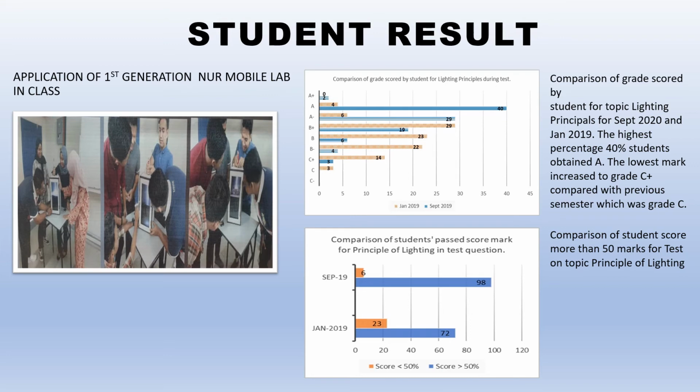The students' results are a comparison of grade scores by students for the topic of lighting principles for September 2020 and January 2019. The highest percentage, 40% of students, obtained A. The lowest mark increased to grade C+, compared with the previous semester which was grade C. And the second graph is a comparison of students' scores of more than 50 marks for tests on the topic of principles of lighting.